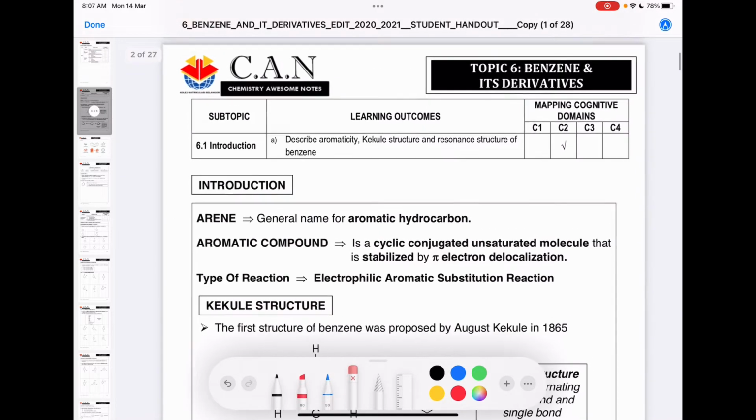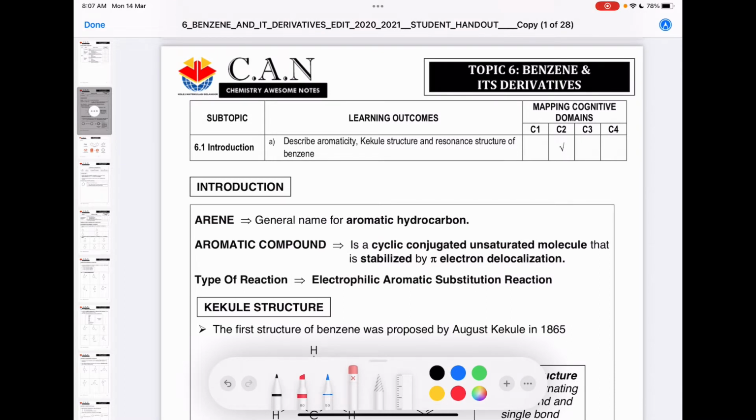Okay, now for 6.1, it only falls on C2, which is of course dia hanya keluar pada UPS sahajalah. Tapi usually because this is introduction, this is something you have to know. Of course mungkin dia akan dikaitkan juga masa PSPM nanti.